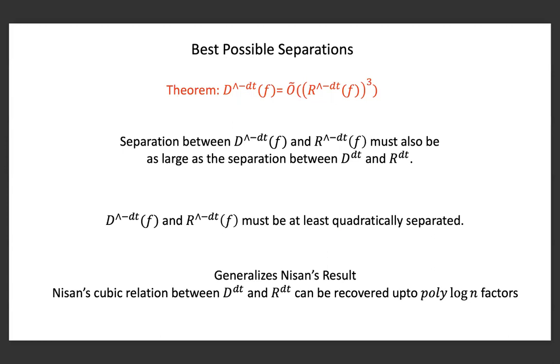And also, one can argue that this result of ours is a generalization of Nisan's result, in the sense that we can recover Nisan's cubic relation between deterministic depth and randomized depth starting from this result up to polylog factors. So improving this relation, I mean, improving this 3 to something below 3, will improve Nisan's result, which is a long-standing open problem.